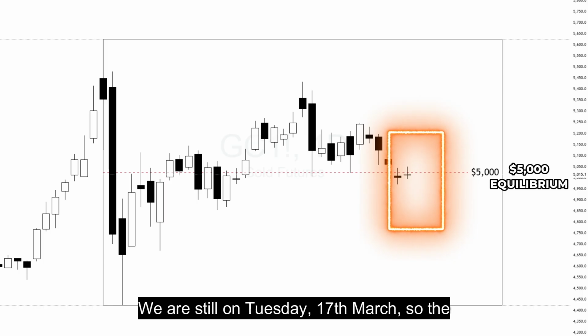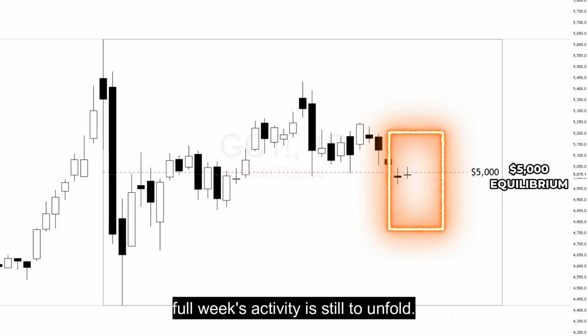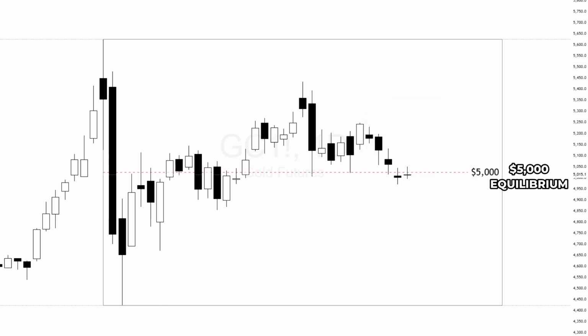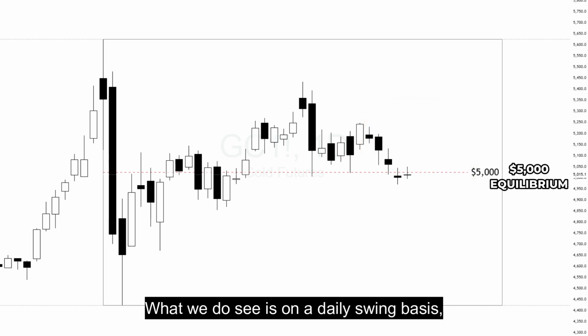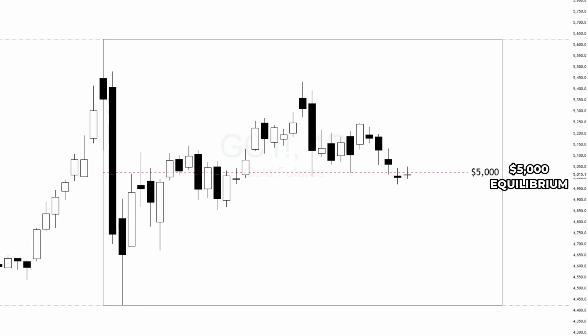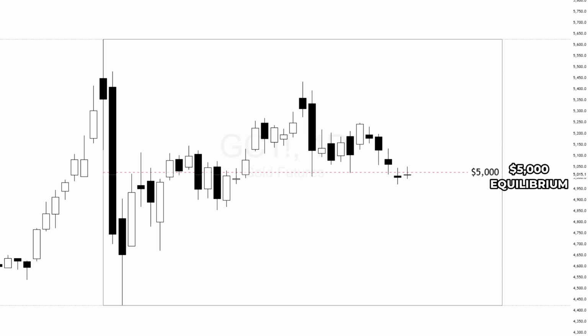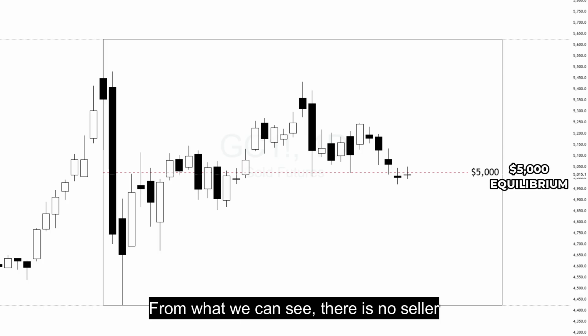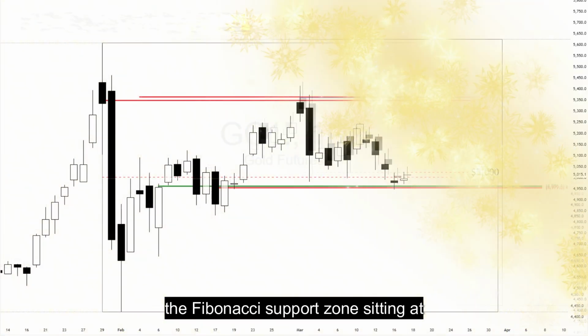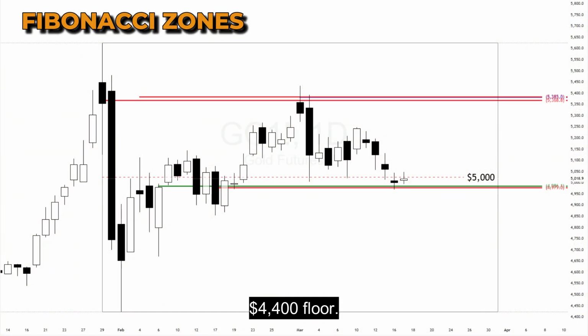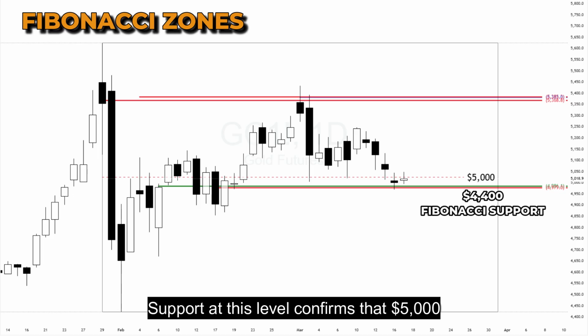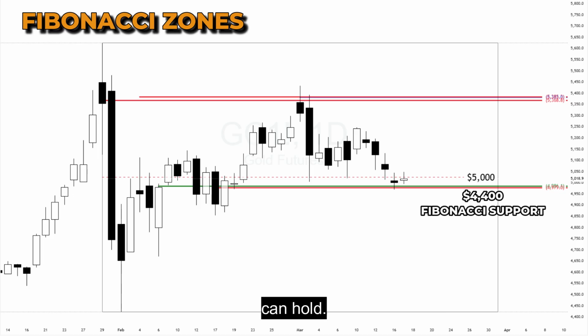We are still on Tuesday, 17th March, so the full week's activity is still to unfold. What we do see is on a daily swing basis, the pattern of higher highs and higher lows has been eroded and replaced by lower highs and lower lows. We are still moving around that $5,000 equilibrium level. From what we can see, there is no seller conviction. The equilibrium level is also supported by the Fibonacci support zone sitting at the $4,400 floor. Support at this level confirms that $5,000 can hold.